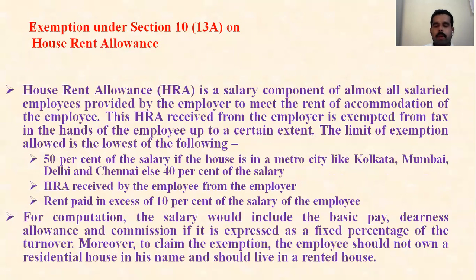HRA received by an employee from the employer. Here 50% is allowed in metro cities like Kolkata, Mumbai, Delhi, Chennai. Remaining cities 40%. Rent paid in excess of 10% of salary of the employee. For computation, the salary would include the basic pay, dearness allowance, and commission if it is expressed as a fixed percentage of the turnover. Moreover, to claim the exemption, the employee should not own a residential house in his name and should live in a rented house only. If on his name there is no house, then only it is applicable. If there is, then it is not applicable.